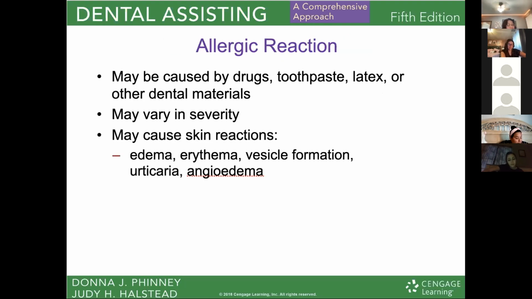Okay, an allergic reaction may be caused by drugs, toothpaste, latex, or other dental materials that patients may have an allergy to. They may vary in severity. It can also cause skin reactions like edema, erythema, vesicle formation, urticaria, and angioedema.